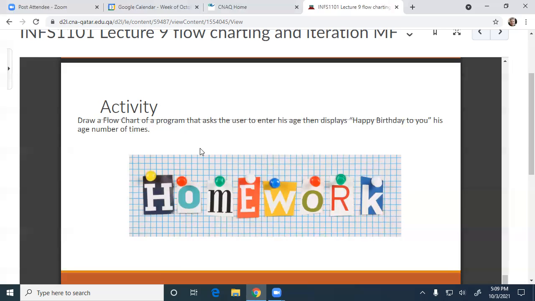I'm going to have a decision here, and it's going to compare the counter to the age. And then down here, I'm going to increment the counter. So that's where I put your add: counter plus 1. So what would be the decision in here?